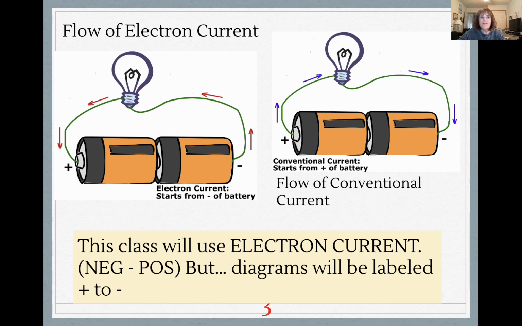Then we're going to talk about electron flow. Electron flows in two different ways. You have electron current, which is what we will talk about in this class, that goes from the negative end of a battery through whatever device you're looking at to the positive end of the battery. The other flow is called conventional flow, and it goes the opposite direction, positive to negative. But in this class, again, we will do everything negative to positive.